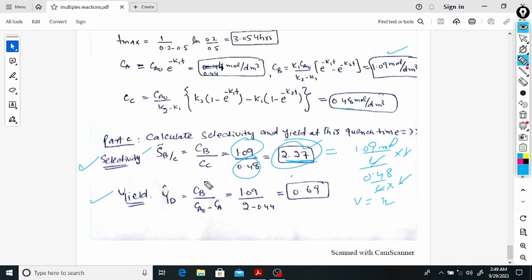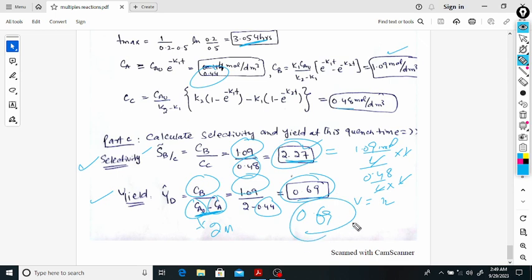Yield of the reactor will be the concentration of B with respect to the concentration of A inside the reactor. After a certain time, it will be equal to Cb divided by C naught, which is 2 molar minus Ca after 3.054 hours, where the Ca value is 0.44. So put 0.44. This is the Cb, which gives 69% or 0.69 as the yield of the reactor. So this was all about the series reaction in a batch reactor.